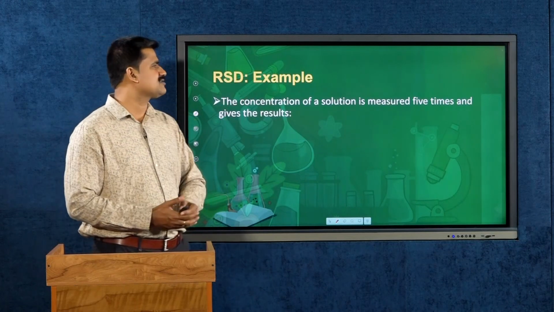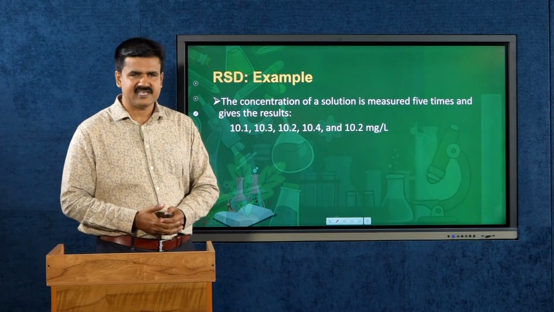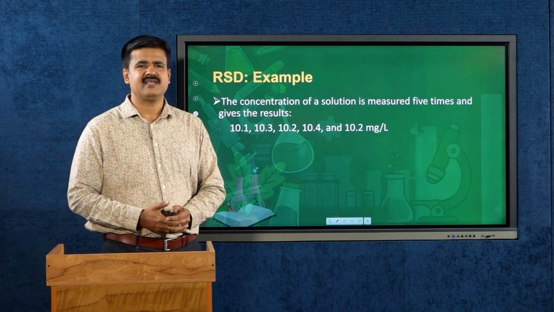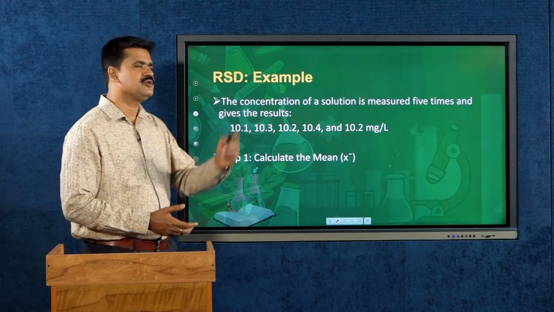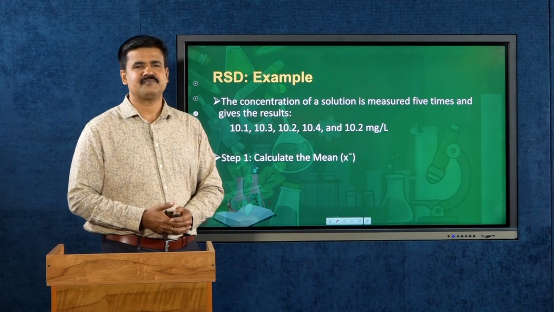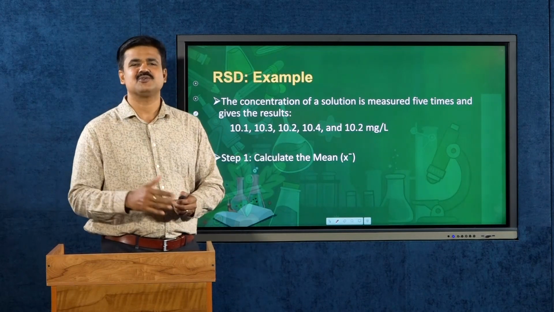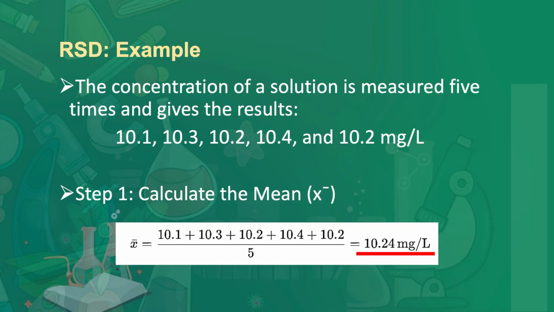The concentration of a solution is measured 5 times and the given data are shown here: 10.1, 10.3, 10.2, 10.4 and 10.2 milligram per liter, obtained for a solution by an analyst. We have to calculate the relative standard deviation, and we proceed in systematic steps. The first step is the calculation of the mean. You calculate the mean by adding these values together and dividing by the total number of measurements, 5, and that is equal to 10.24 milligram per liter. That is the mean of the data.